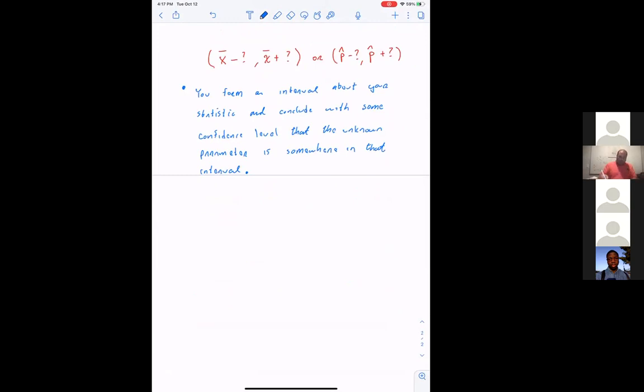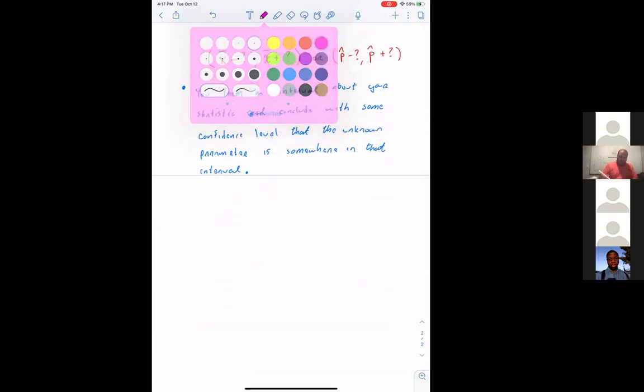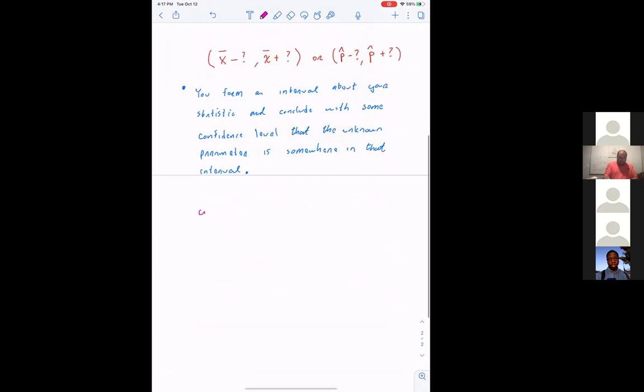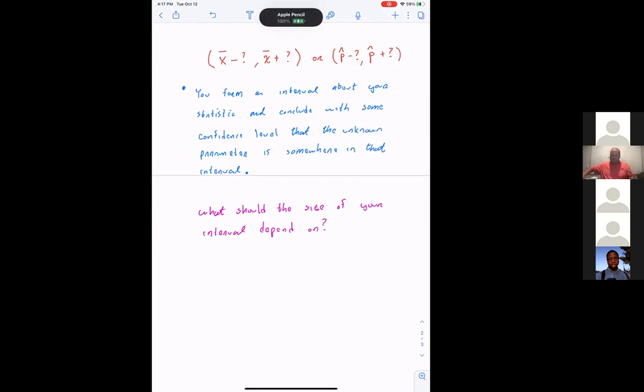Okay. So now, question for you. What should the size of your interval depend on? What are some factors that would influence how wide the interval that you create is going to be?